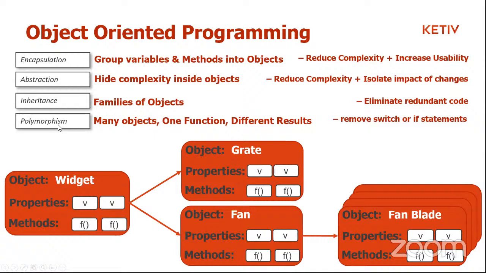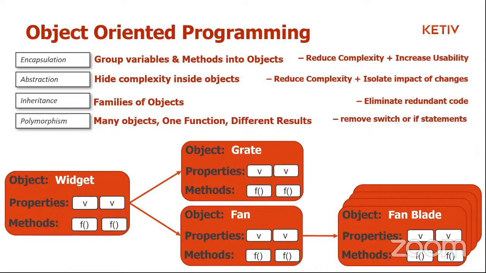And then polymorphism, I like to think of it as you have many of these objects, and each of them has a function of the same name. So you have one function, but when it gets called in each of those different objects, say grate or fan, let's say we're calling the place function, it's going to have different results based on which class object is implementing it. This helps you remove switch or if statements. I don't know if in your code you probably have very long switch statements or if-else cases. This helps reduce those and simplify your code.